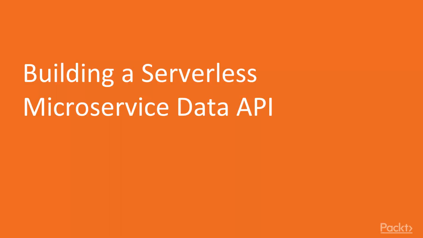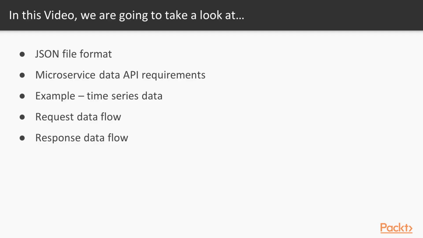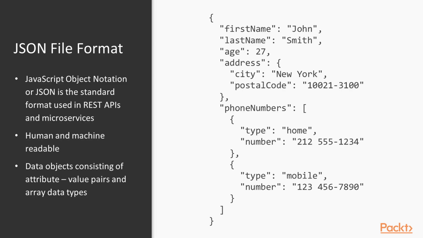In this video, we are going to look at building a serverless microservice data API. We are going to take a look at JSON file formats. This is the essential format used in all microservices and REST APIs. Then we're going to talk about the microservices data API requirements for the API itself. And then we're going to provide an example of the time series data that we're going to be storing against a specific user, and talk about the architecture finally in terms of the request data flow and the response data flow. First, JSON file formats.